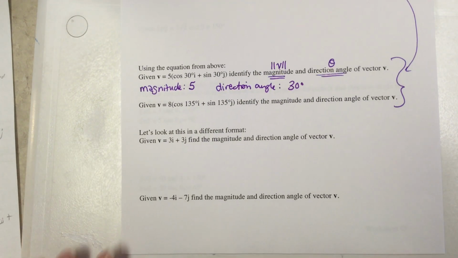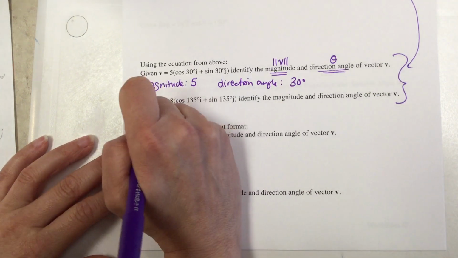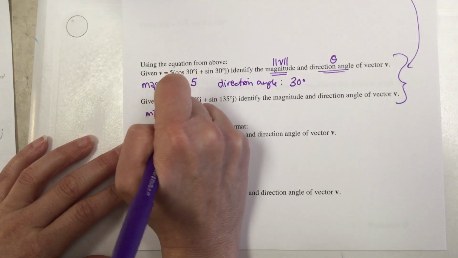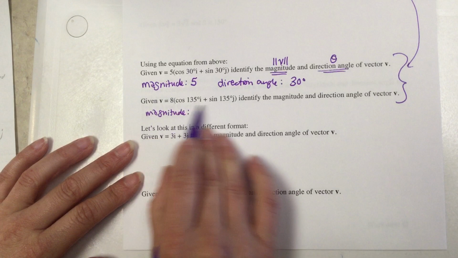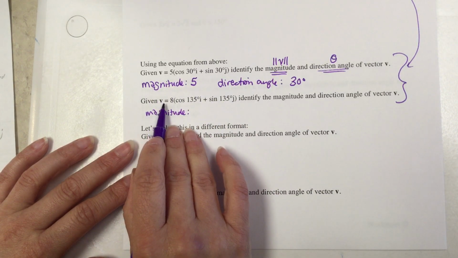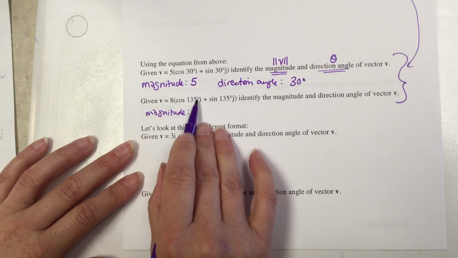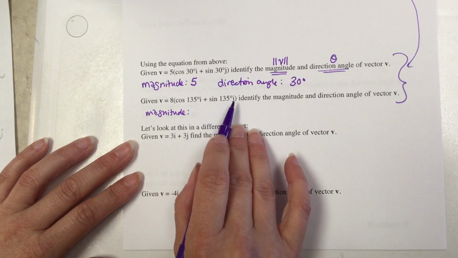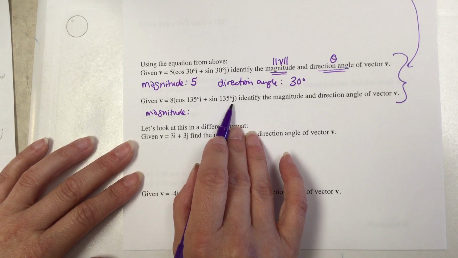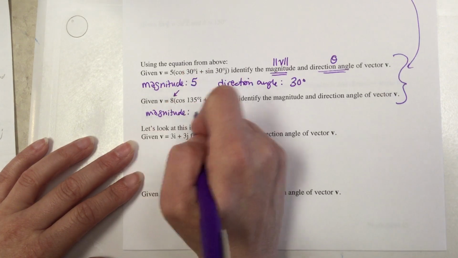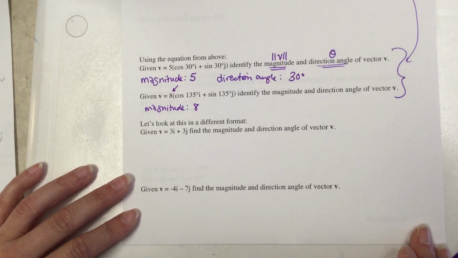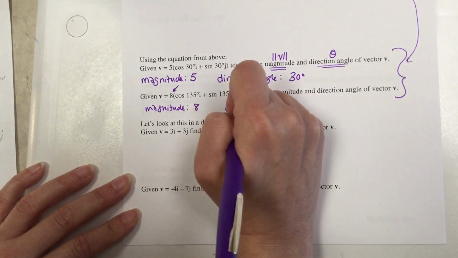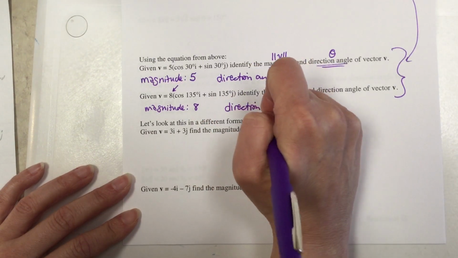The first part of the section is just having you get used to the notation and what those things mean. So one more just to make sure. If this is my equation, vector v equals 8 times the cosine of 135 times i, which just means this is the x value, plus the sine of 135 j, this just means it's the y value. The magnitude is the value out front, so the magnitude is 8. Your direction angle is theta.